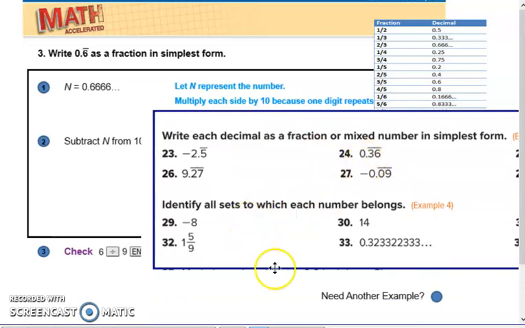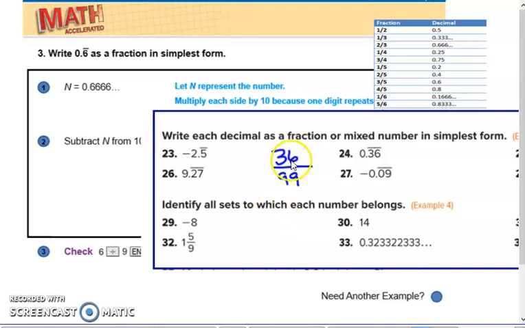Okay, so let's take number 24 here. 24 has got 36/100ths, but it repeats, and that's a problem. So you've got 36, and then how many things repeat? There's 2 of them that repeat here, so I'm going to put that over 2 9s. And then I just reduce it.